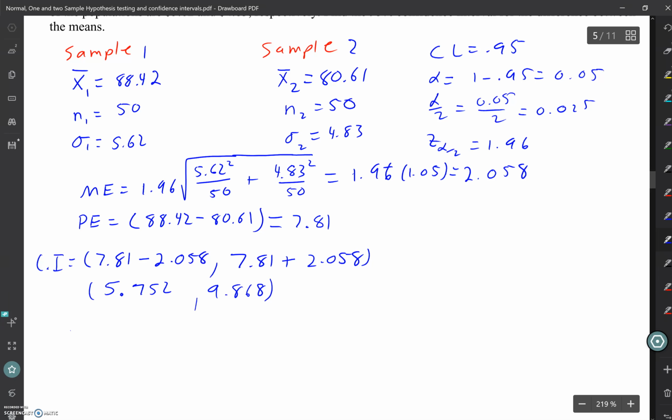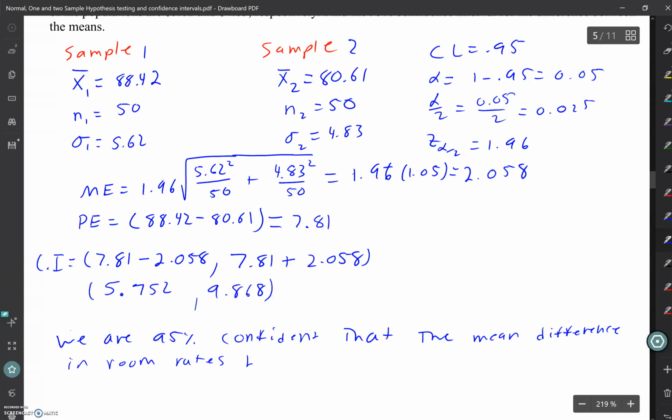I'm still going to start my sentence the same and say that we are 95% confident that this time we're confident that the difference in the room rates, the mean difference in room rates between the two cities is between, and I'm going to round to 2 decimals because this is money, so 5.75 and 9.87 dollars.